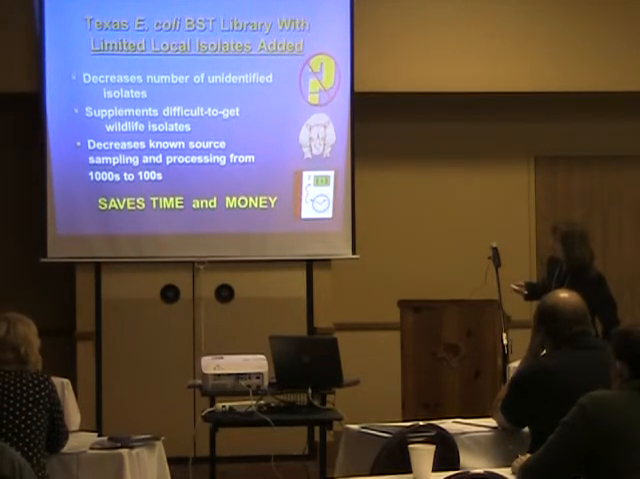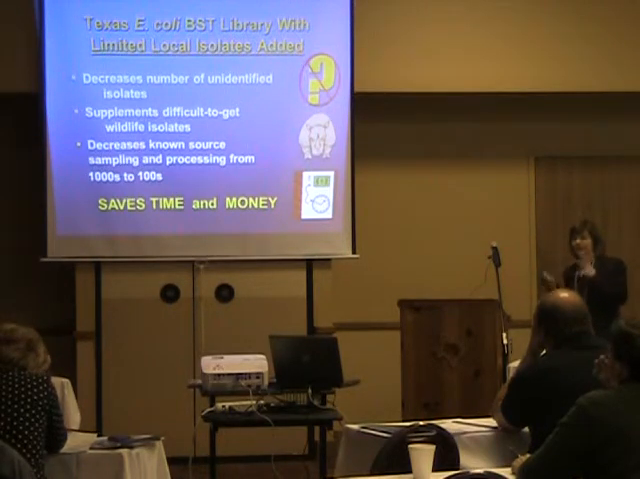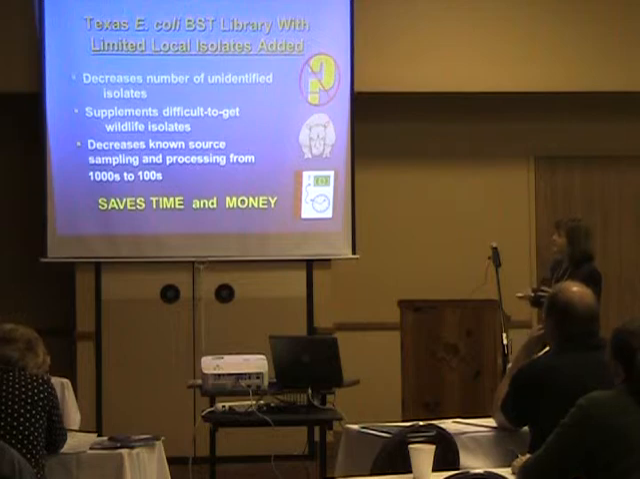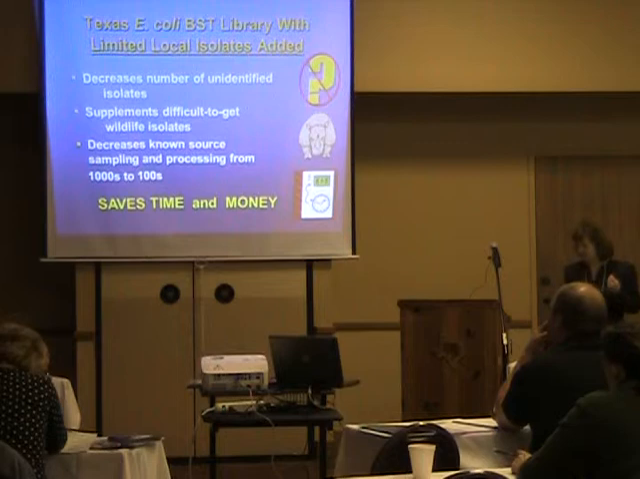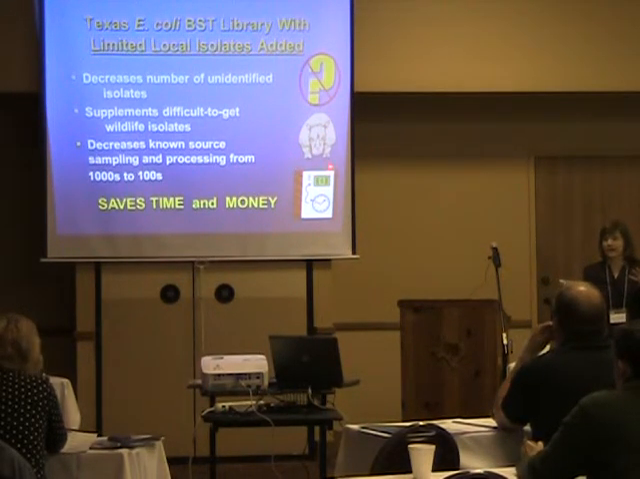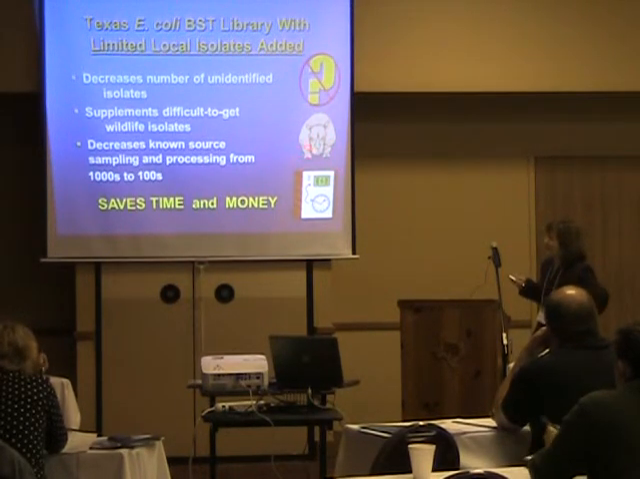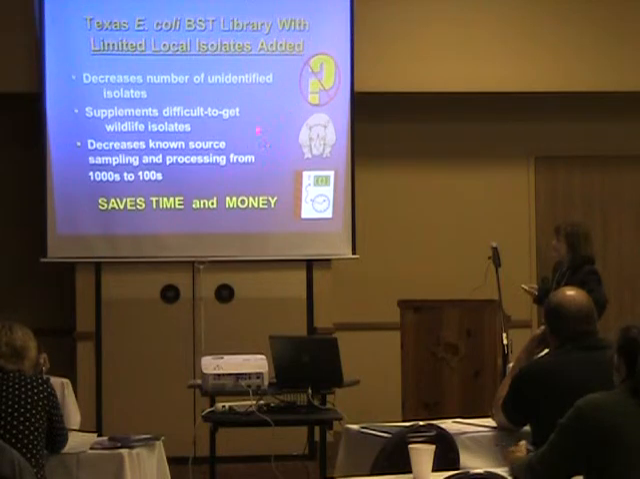What we've learned from this is that for the Texas E. coli library, we add the limited local isolates, and that's the way to make it give us confidence. It decreases the number of unidentified isolates. It supplements those difficult to get wildlife isolates. And we actually do have rhino in our library. It came from the zoo. We have all sorts of crazy things. But he looked awfully mean, and sometimes it feels like that, I'm sure, Tony, when you're trying to get these wildlife isolates.